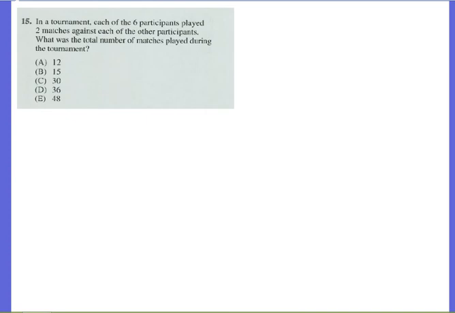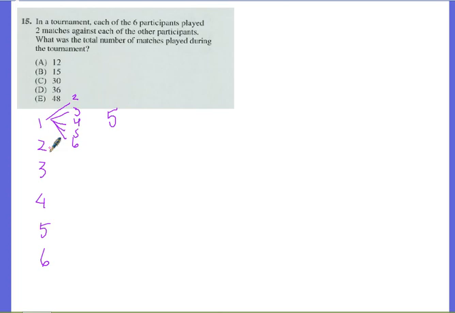15. Alright, so this guy, you have 6 participants playing 2 matches against each other. What's the total number of matches? So honestly, a lot of these, the easiest way to do it is you just write down the people. So there are the 6 people. Player 1 won't play against themselves. They'll play player 2, player 3, player 4, player 5, and player 6. And that's a total of 5 matches, but they're going to play that twice. So in the end I'm going to have to multiply that by 2.